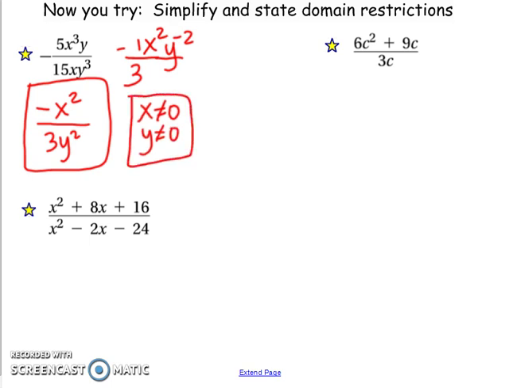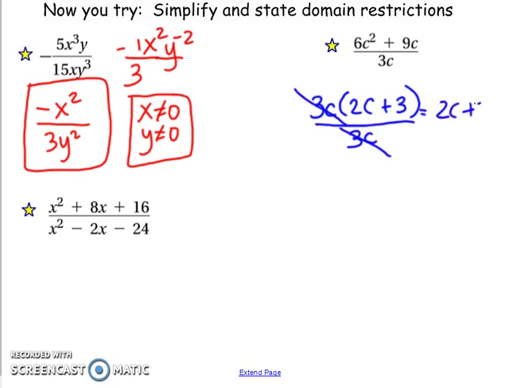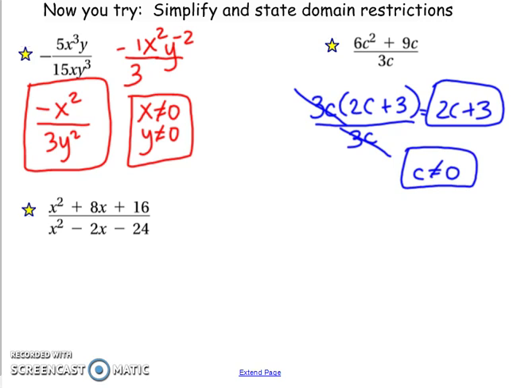In the second one, we have 6c squared plus 9c. So we're going to take out a GCF. Our GCF here is going to be a 3c. So we're left with 2c plus 3. And then we have a 3c on the bottom. So we can cancel out the 3c's, and we're left with just 2c plus 3 as our simplest form. We take what was in the bottom, which is the 3c, and we set that to 0. So c cannot equal 0. That's our domain restriction. And for this last one, we have to factor.